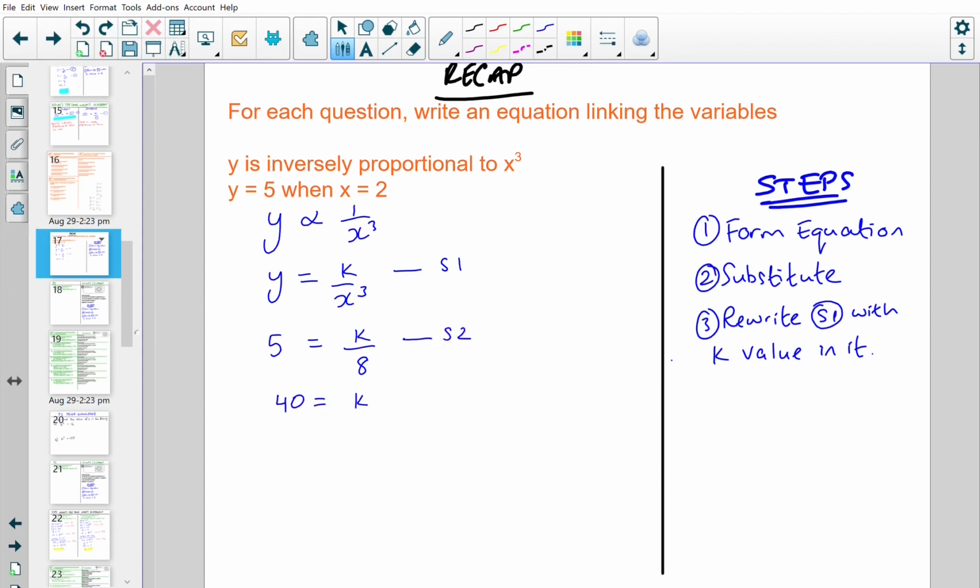Now step 3, I substitute 40 back into step 1 here. So y would equal 40 over x cubed. And this is the answer.